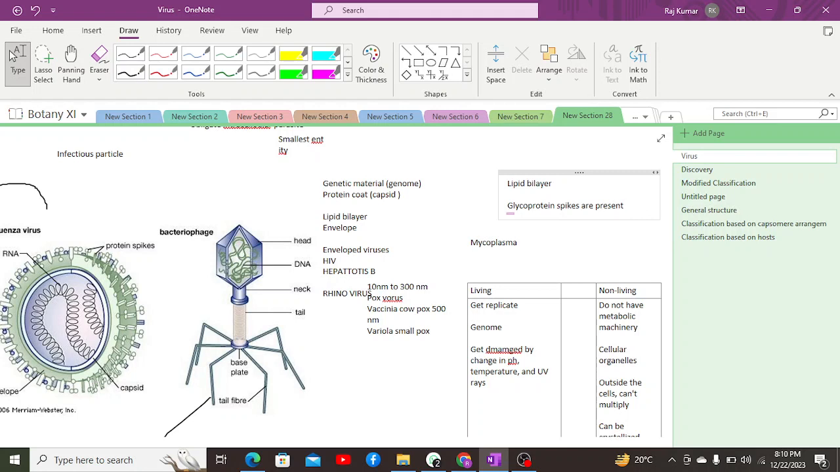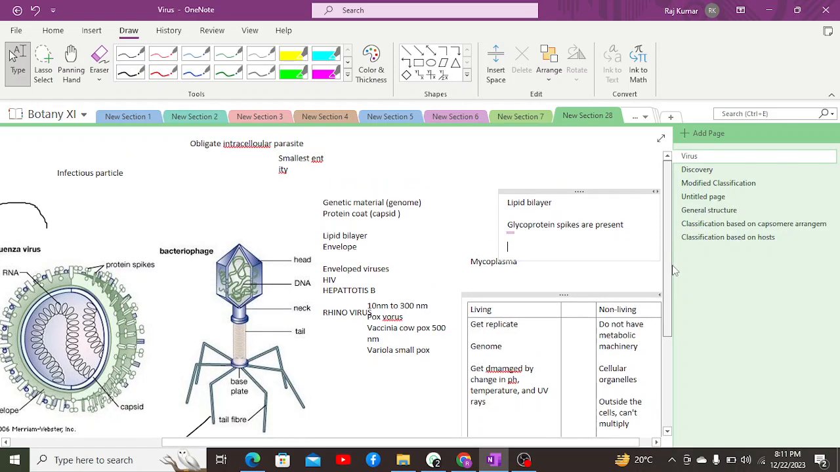Spikes are present over their structure, which are utilized for cell recognition, because viruses need to enter the host cell by first adhering to the surface of the host cell, as a result of which it requires a receptor in order to adhere to the cell surface membrane. So in the enveloped virus, it has glycoprotein spikes which are utilized over here.